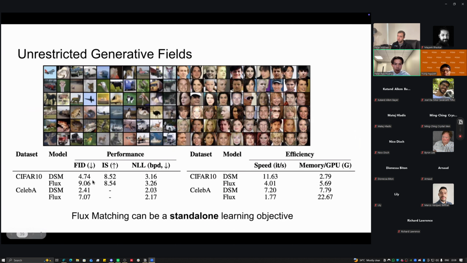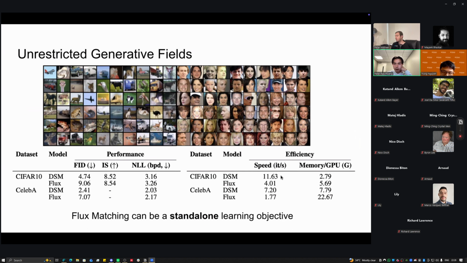So there are some things to note. Flux is not at the level of DSM yet, and that could be partially attributed to DSM going through a lot of different engineering cycles over the past few years that have driven down this FID value. But I think the main point to see is Flux does perform quite well as just a standalone learning objective. But we also see that Flux is a bit slower and takes up more memory than DSM does. DSM again is denoising score matching.